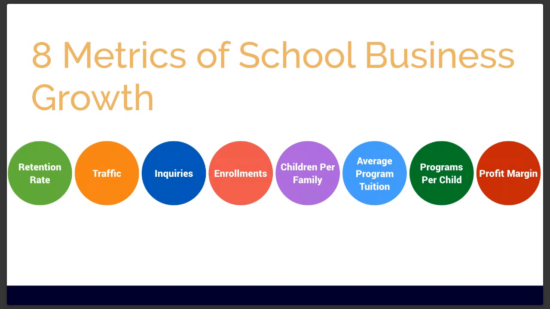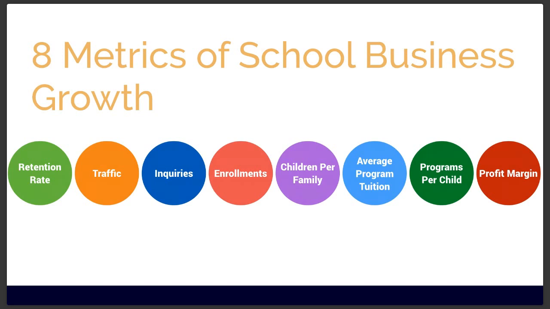So if a school is struggling in any one of these areas, we'll just run through them. We're talking about retention rate, traffic, which really just means the amount of new families learning about your school, the inquiries, which means of those new families that learn about your school, the ones that actually inquire and come to the school and meet you, and come to a tour or an open house. Then enrollments, children per family, average program tuition, and then programs per child, and then of course profit margin.